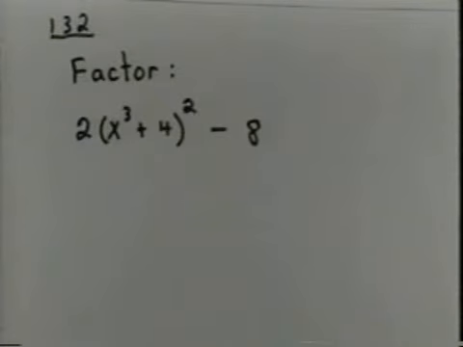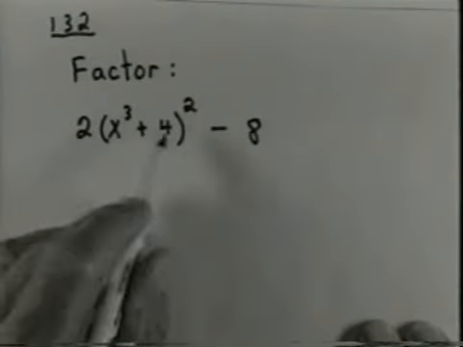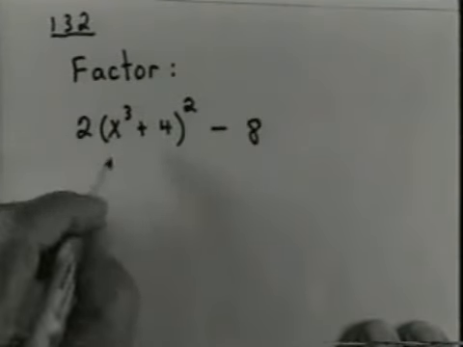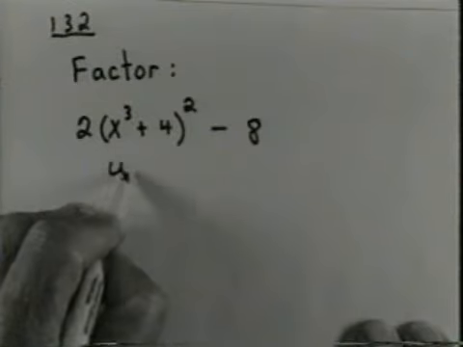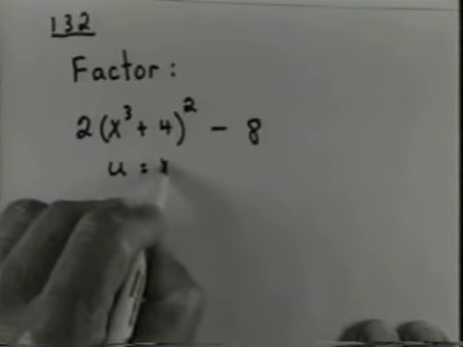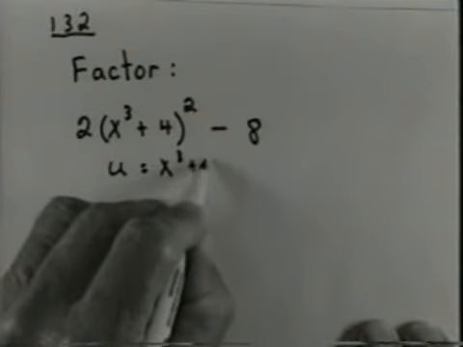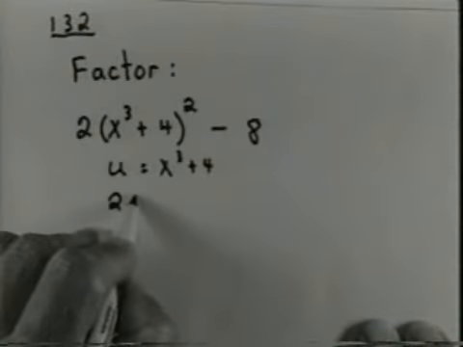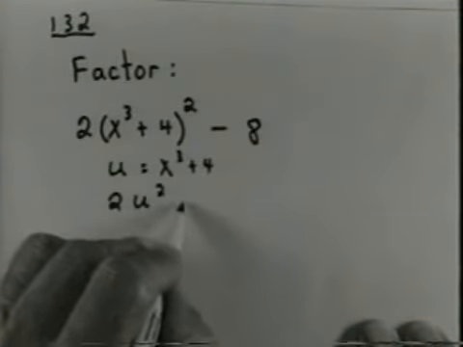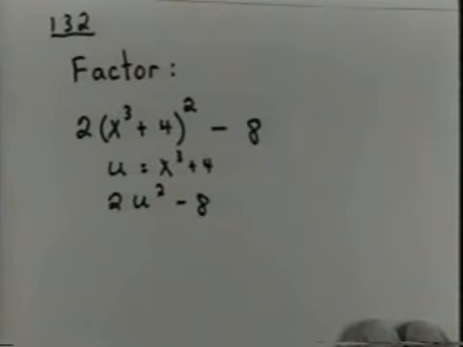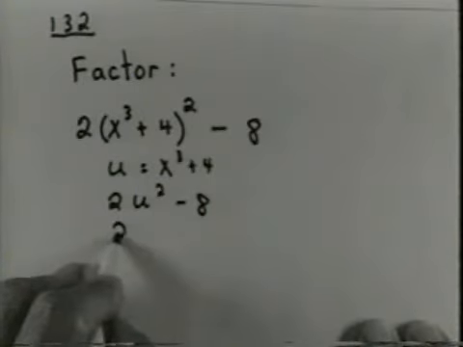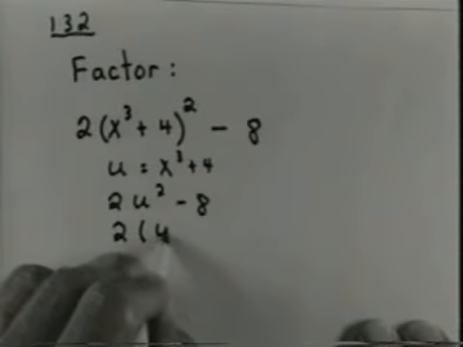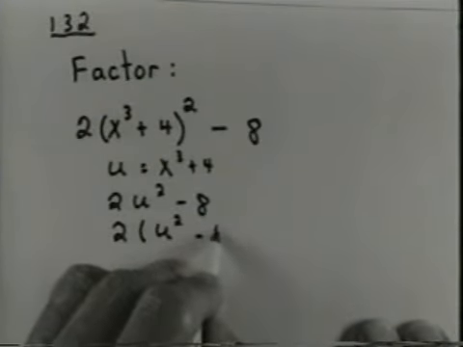Now let's look at one that looks ugly, but really is not. I can make this problem fairly easy by doing the substitution. Let's let u equal x cubed plus 4. So I would have 2u squared minus 8. And of course that's easy to factor. Take out the common factor of 2. I'm left with u squared minus 4.